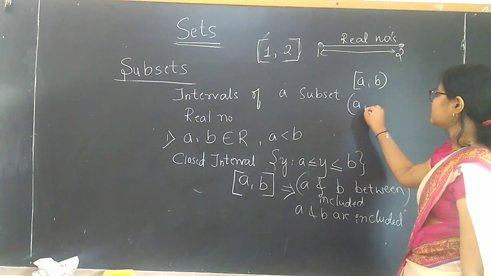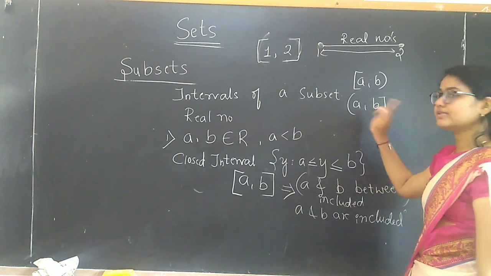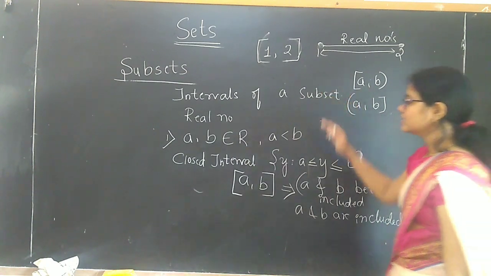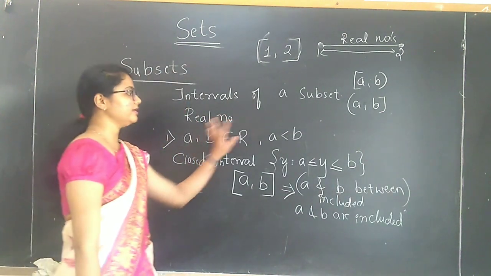A is included, B is excluded. If I write like this, A is excluded, B is included. Clear? So this is all about intervals. The same thing, how we are going to represent this on a real number line.